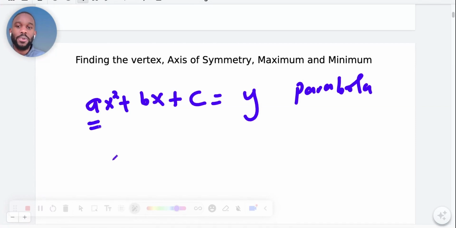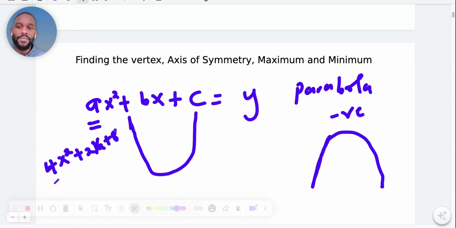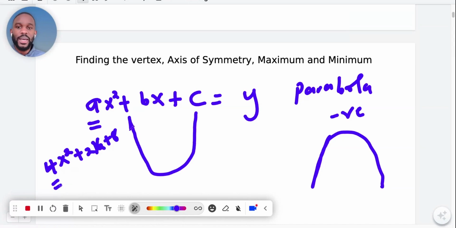If a is positive, yeah, the curve is going to be facing up like this. If a is negative, it's going to be facing down like this. So whenever you see a, for example, maybe you're having 4x squared, maybe plus 8. So you look at 4. Because 4 is positive, you just know that my curve is going to be facing up. And if it was negative, it would be facing down.